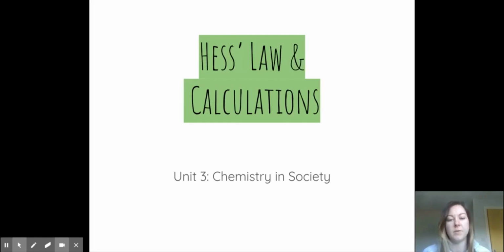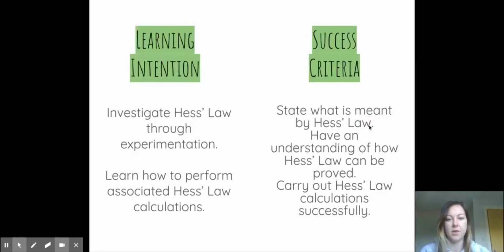Hi. Today we are going to be doing our lesson on Hess's Law and Calculations, which is part of the Unit 3 Chemistry in Society. Our learning intention for this lesson is to investigate Hess's Law through experimentation.